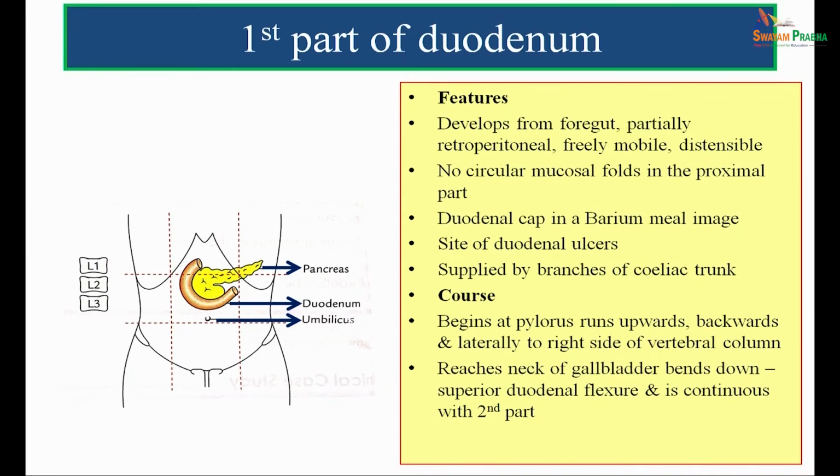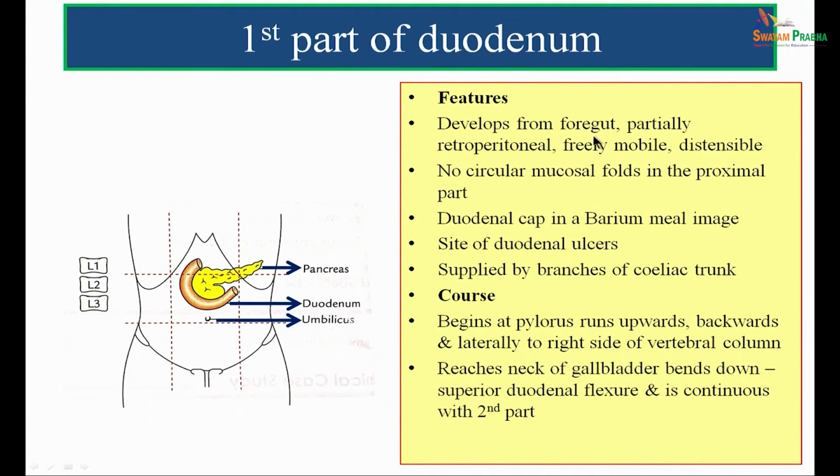Moving on to each individual part of the duodenum. First part of the duodenum, taking into consideration now. Coming to the general features, the first part of the duodenum develops from the foregut. The gut gives rise to the various parts of the gastrointestinal system. There are three subdivisions of the gut embryologically, which means the foregut, midgut and hindgut.